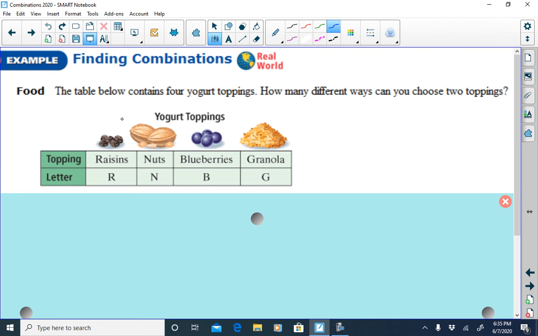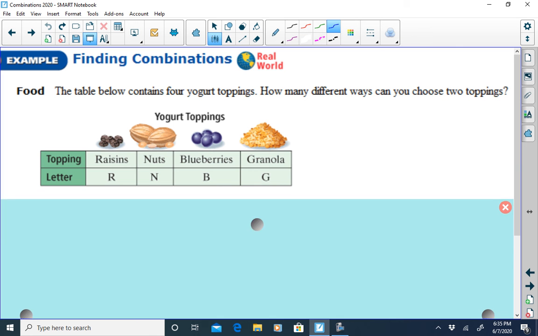You have a table below. It contains 4 yogurt toppings: raisins, nuts, blueberries, and granola. How many different ways can you choose 2 toppings? In our previous lessons, when we talked about permutations, if you had 4 different items and we're looking for the number of different arrangements of the 4 items, that's what we would mean by permutations. Here we're talking about combinations. So let's take a look.